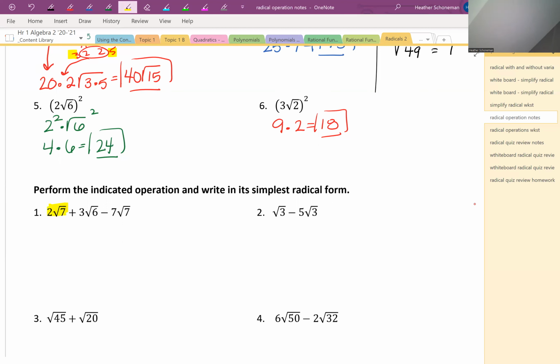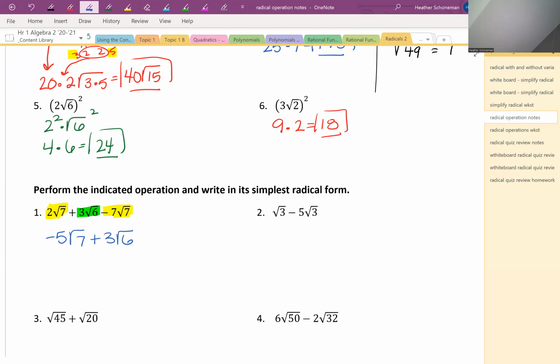So over here, here's 2 square root 7 and negative square root 7. Those match because they both have a radical 7. So we're just going to subtract the numbers out front. 2 minus 7 is negative 5. So I have negative 5 square root 7. This 3 square root 6 didn't have anything that matched with it, so I can't combine it to anything else. So this is just plus 3 square root 6.